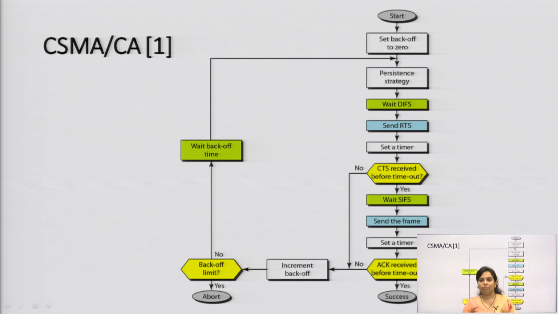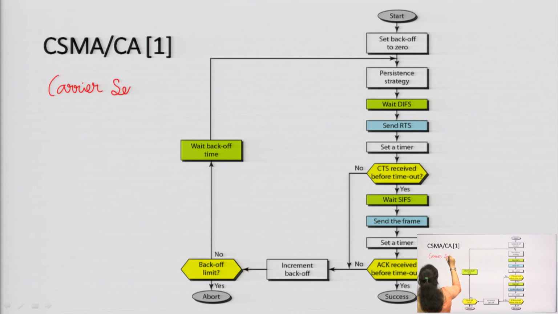Now, next we will move to the next part of this lecture, that is CSMA CA. What do you mean by CSMA CA? The full form is Carrier Sense Multiple Access Collision Avoidance.